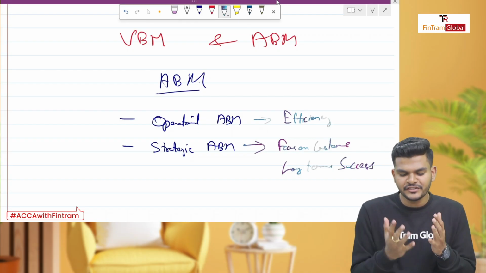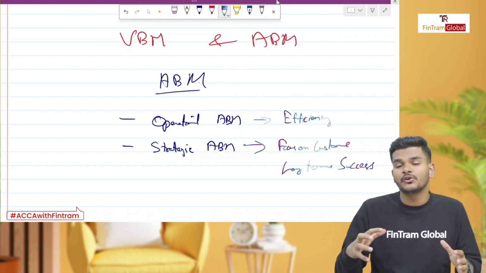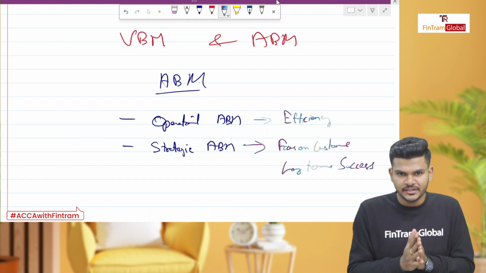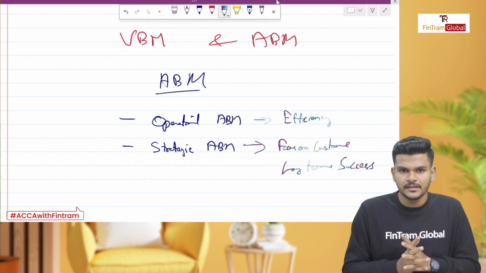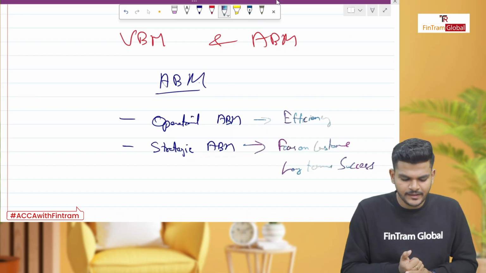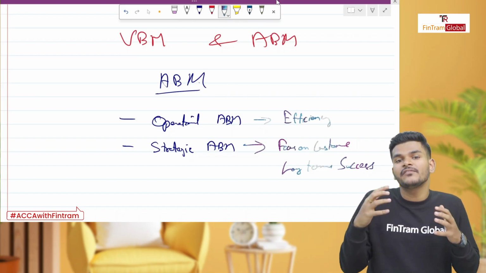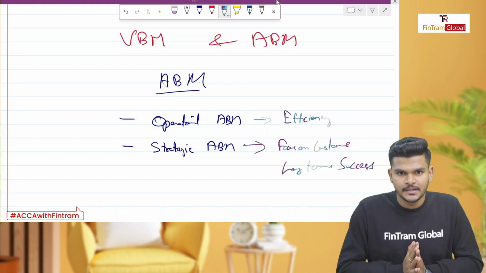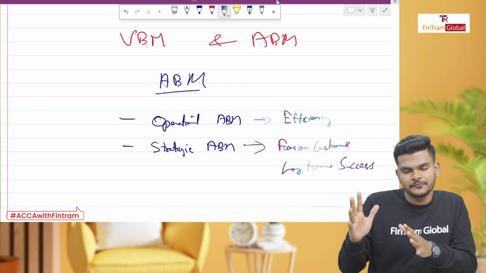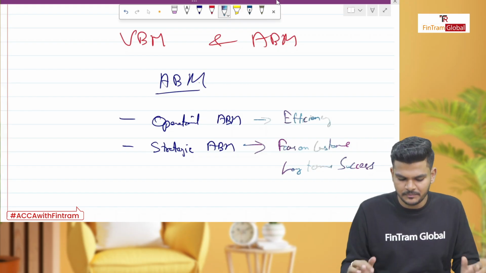As in, operational ABM focuses on incorporating efficiencies at the operational level and throughout the organization as well, right? The more efficient we are, the better, right? And strategic ABM is all about, how can we add more value to our customers? Okay, folks, that's the mindset there is for strategic ABM. Simple as that.